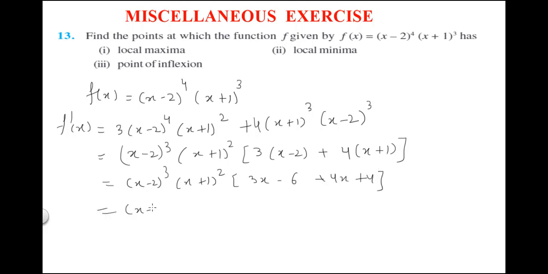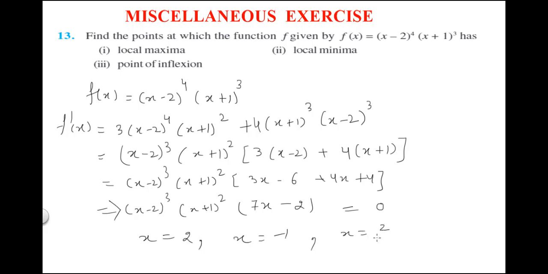So we have (x minus 2) whole cube, (x plus 1) square, 3x plus 4x is 7x, and 6 minus 6 plus 4 is minus 2. Right? To find out the critical points, which we will be checking whether those points are of maxima, minima or inflection, we will equate it to 0. Equating it to 0, we have the values of x as 2, x as minus 1 and x as 2 divided by 7. So these are the 3 points.